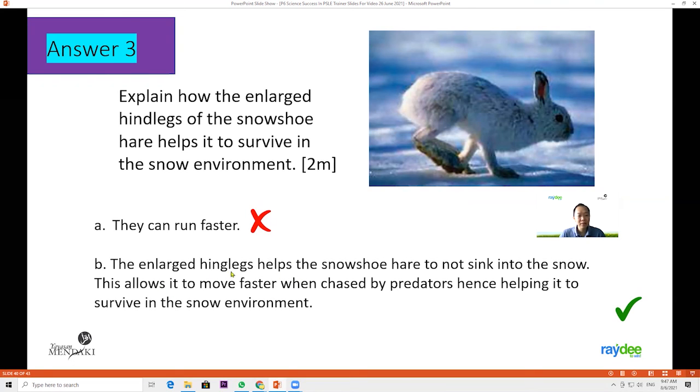Okay, so the enlarged hind legs help the snowshoe hare to not sink because it's a bigger surface area. Okay, you don't have to go in depth, right? They haven't learned about pressure and all that stuff. So just say, oh, the enlarged legs are so that it will not sink into the snow. Because they don't sink into the snow, then they move faster, and in case they're being chased, it will help them run away from the predators.